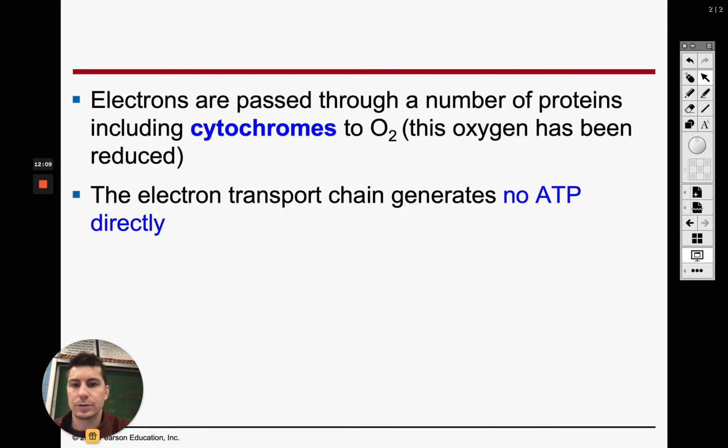I'm going to do it a little bit differently than the book. I like my diagram a little bit better, okay? So what we're going to do is pass our electrons. The NADH and the FADH2 are going to pass these electrons through different proteins, and there are also these things called cytochromes, okay? They're like proteins, but they're not going to give us as many protons, okay?